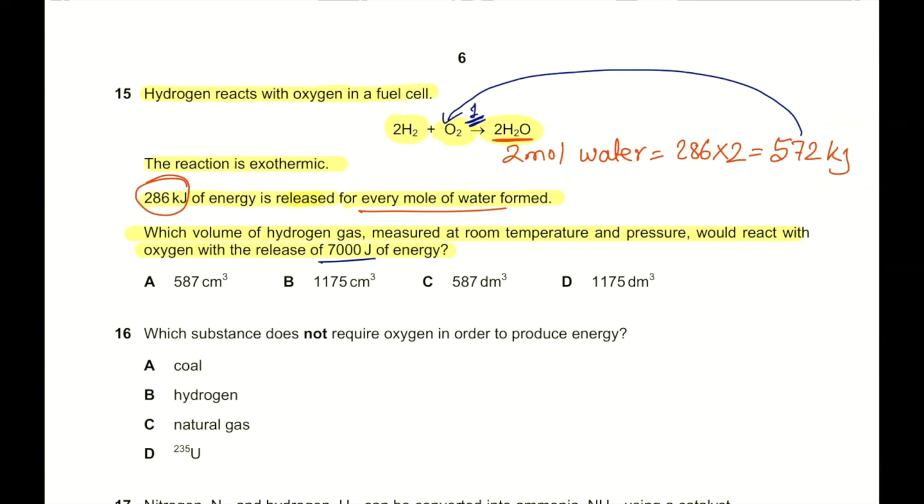So 572 requires 1 mole O2. For 7 kilojoules, it will require 1 divided by 572 multiplied by 7. 1 divided by answer multiplied by 7.